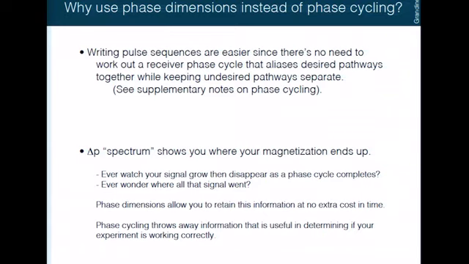But it makes it easy because you don't even have to think about solving for that receiver phase anymore. Just forget about what the receiver phase is supposed to do. Just make a phase dimension. The other nice thing is, if you're writing sequences, that's a big advantage. But if you're doing the experiment, the big advantage is when it doesn't work, you can see where the signal went. And so it shows you where your magnetization ended up.